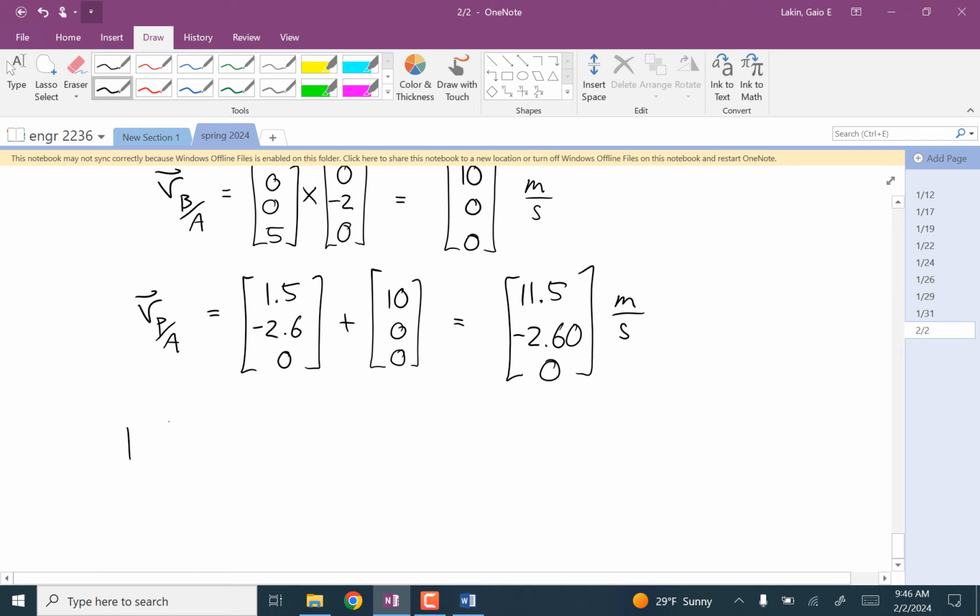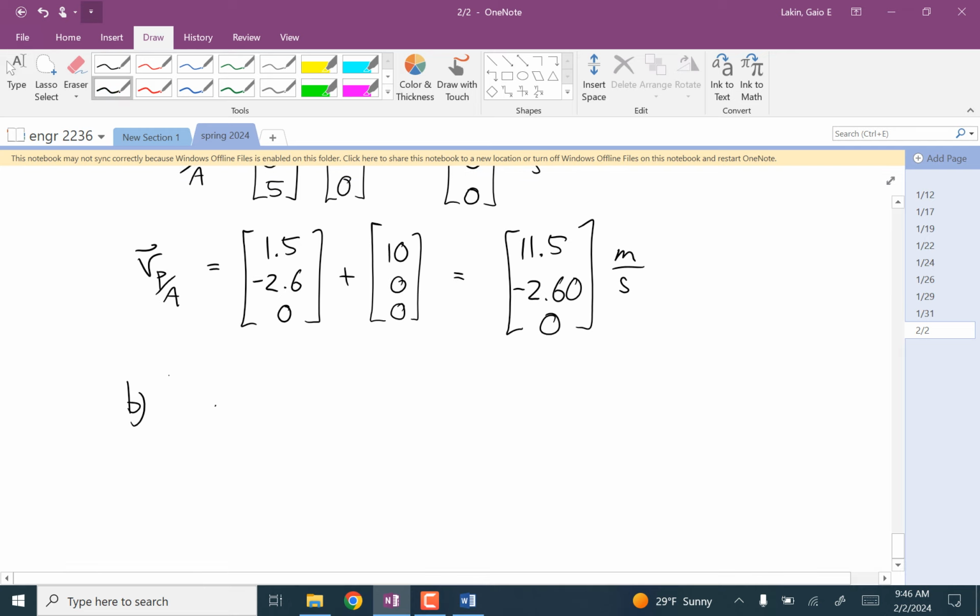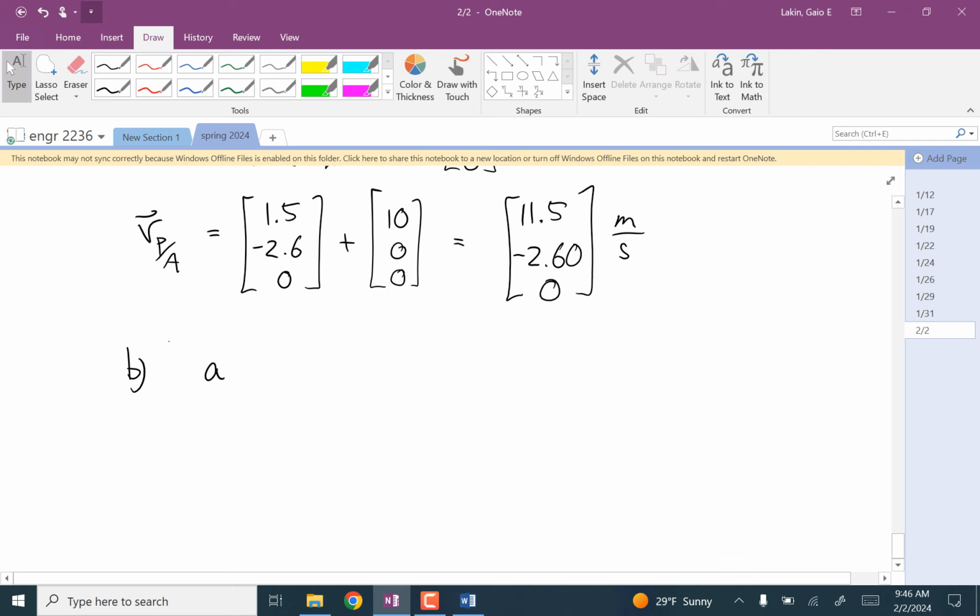Okay, so now for part B, we're going to calculate the acceleration. I guess we'll probably just have time to set this up, but I think really if you can make sense out of setting these up, the rest is just remembering how to plug it into your calculator and stuff. Really the hard part is the setup. So we're going to do the acceleration of P relative to A is equal to the acceleration of P relative to B plus the acceleration of B relative to A.